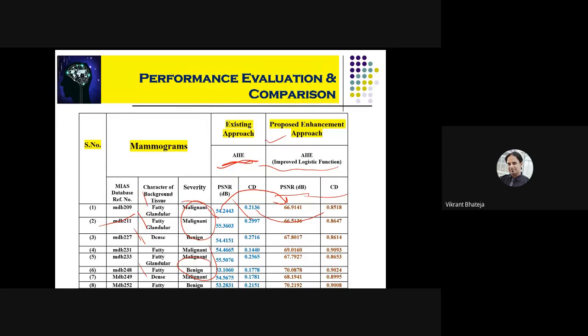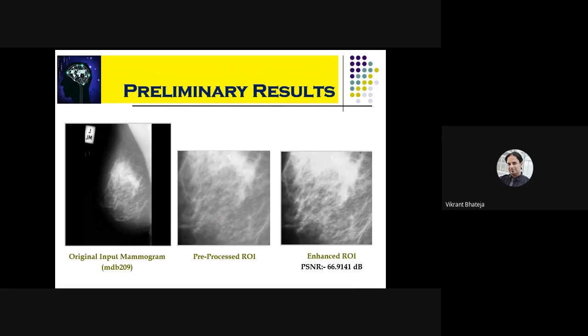Now, again, you see there is also a considerable increase in the value of the contrast difference. So you can verify this aspect in all the images. So this gives us a very good inference at this stage that this enhancement approach, that is this new kind of logistic function, is trying to give us better quantitative values in comparison to the existing one.